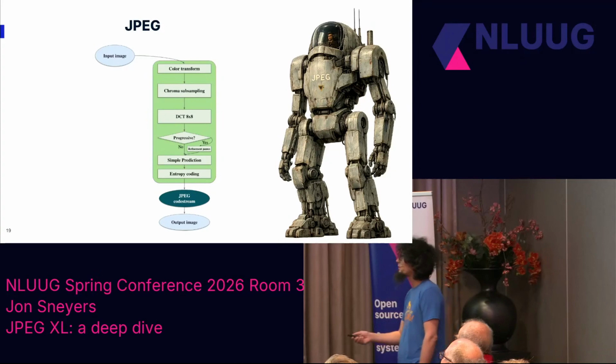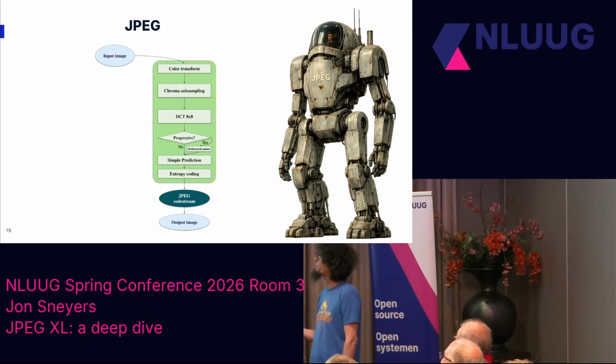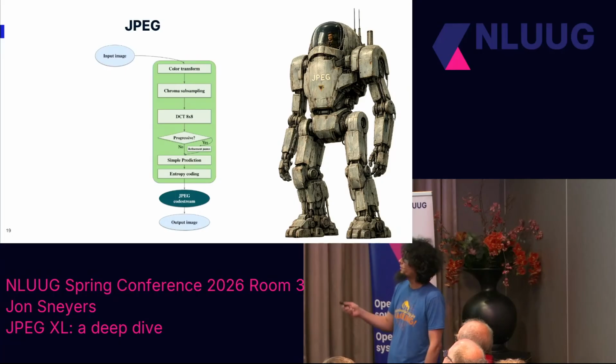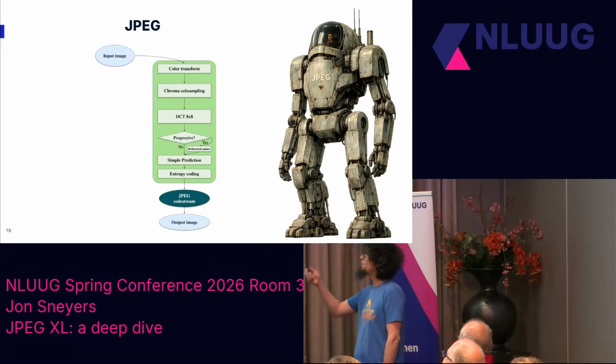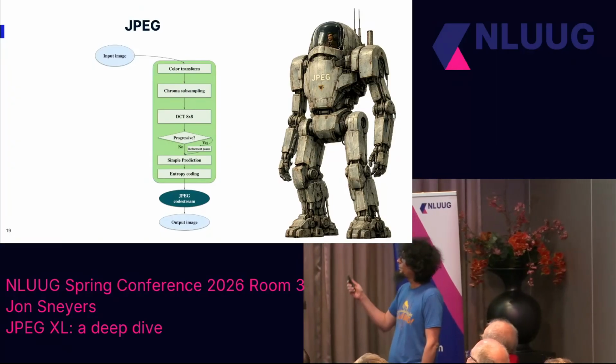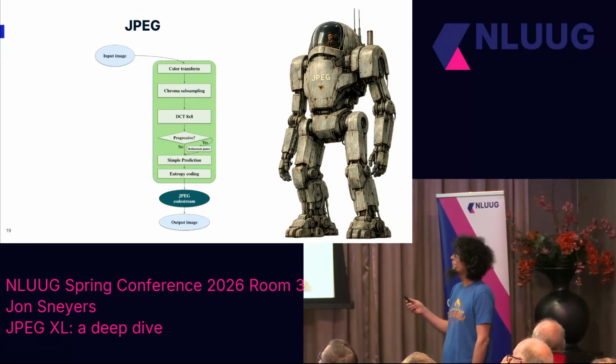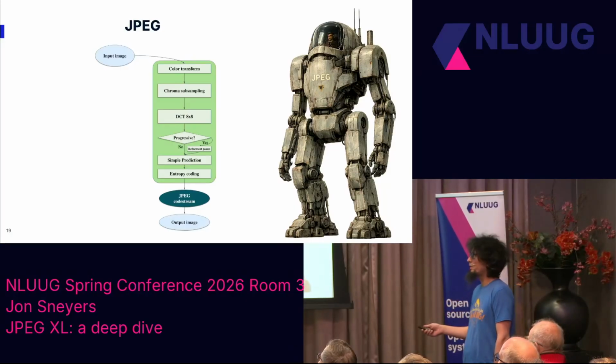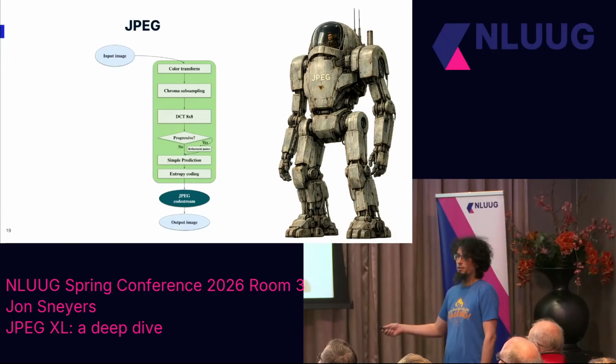So this is a diagram describing from the encoder point of view how JPEG works. It's actually relatively simple. You start with an input image in RGB, you transform it to YCbCr, apply chroma subsampling, apply the DCT transform, and then either encode it sequentially or progressively, apply some simple entropy coding, and that's your JPEG file.